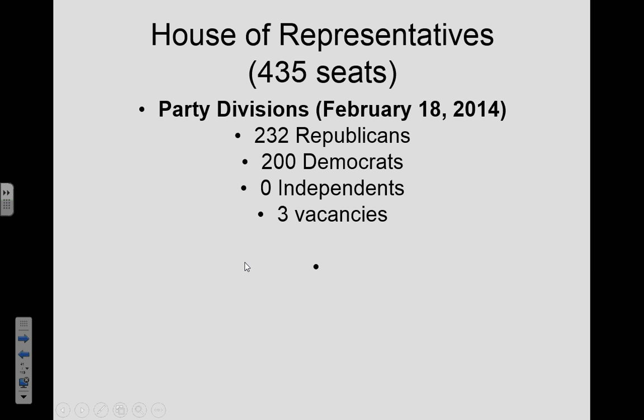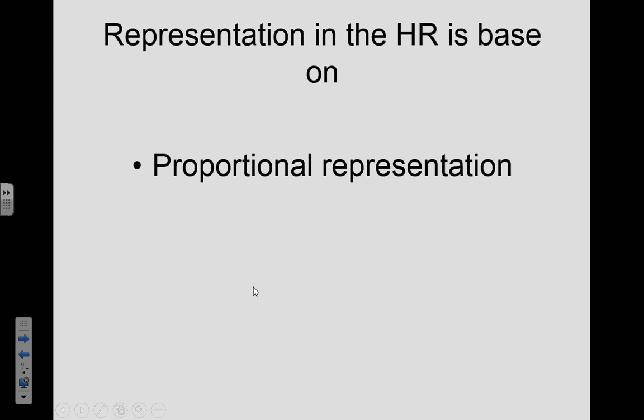This is the makeup of the House of Representatives by party as of February of 2014. There are 232 Republicans, 200 Democrats, and then there were 3 vacancies at that time. What I need you to know is, at this point in time, there are more Republicans than Democrats in the House. That could change as of the November election, but as of right now, that is where we're at.